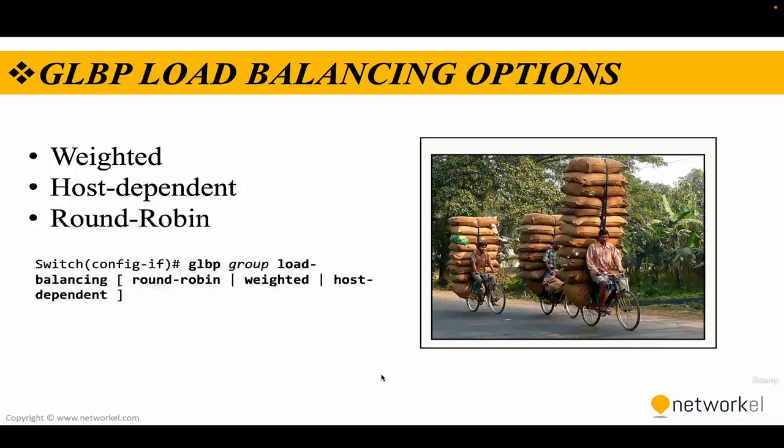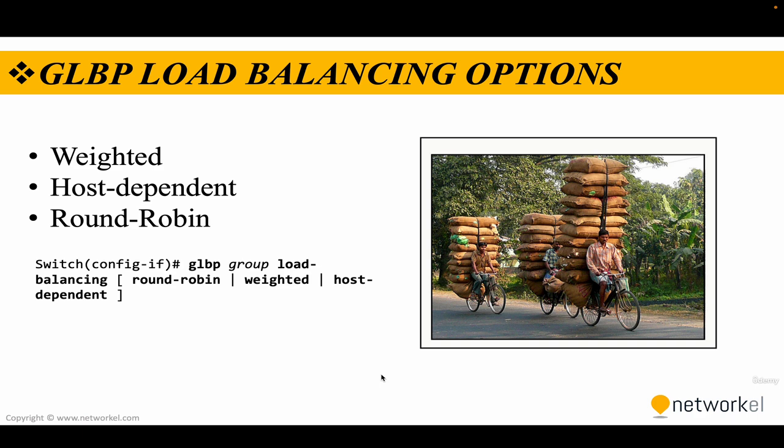Okay, GLBP offers several load balancing options to distribute the traffic among active virtual forwarders within a group. The first one is round robin, which is the default. GLBP distributes traffic evenly in a round robin fashion among the active virtual forwarders, and each active virtual forwarder is selected in turn to forward packets, providing a balanced utilization of network resources.